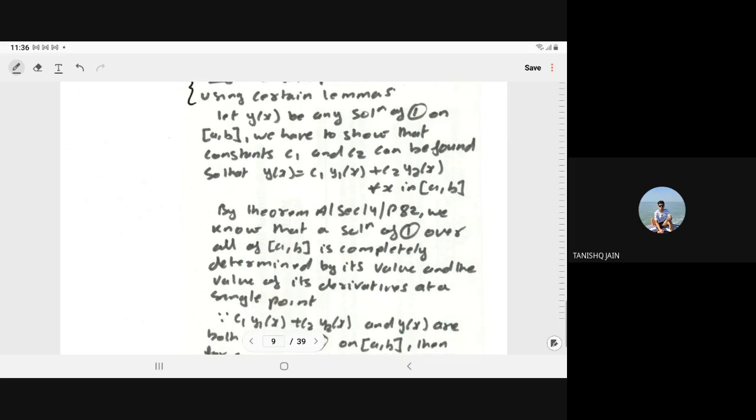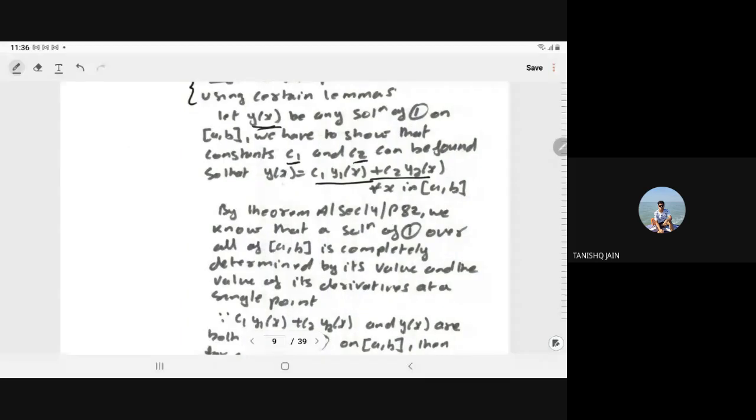Let us assume that we have two solutions. Let y(x) be a solution of the first equation, y double dash plus p(x) y dash plus q(x) y equal to 0 on the closed interval a b. We have to show that constants c1 and c2 can be found so that c1 y1 plus c2 y2 is equal to y(x).